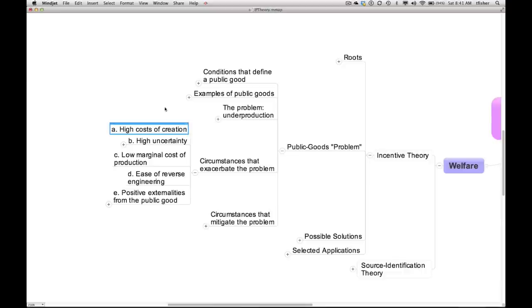The second exacerbating circumstance, also true of the pharmaceutical industry, is high uncertainty. If a potential innovator is unsure of success, he or she is especially likely to give up at the threshold. This tendency is exacerbated in social settings where potential innovators are risk-averse. By contrast, high degrees of uncertainty are less problematic in social settings where potential innovators are risk-preferers, meaning naturally inclined to gamble.